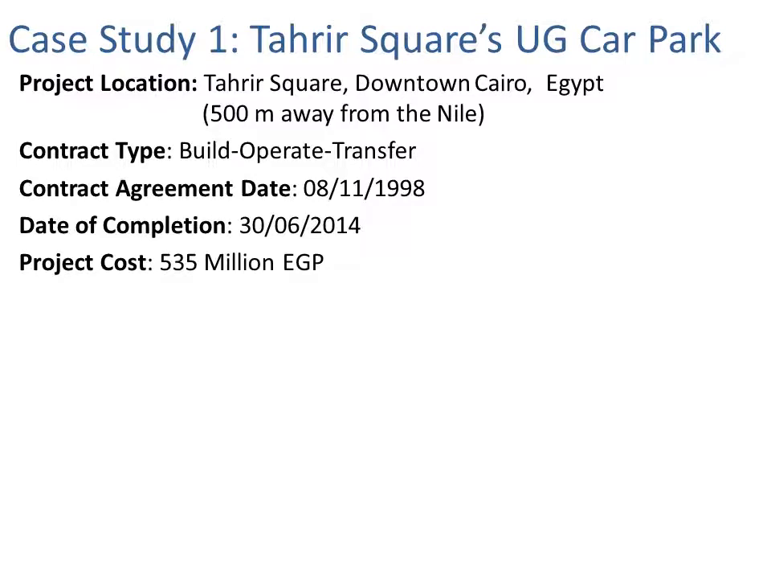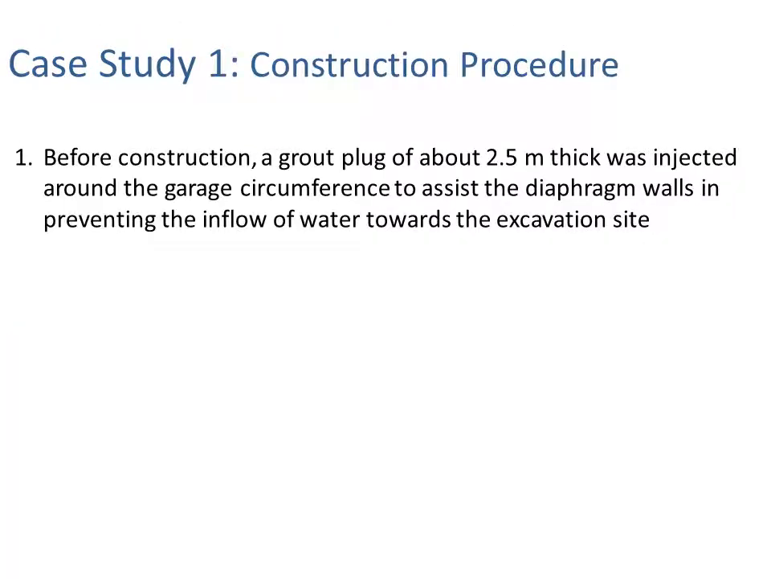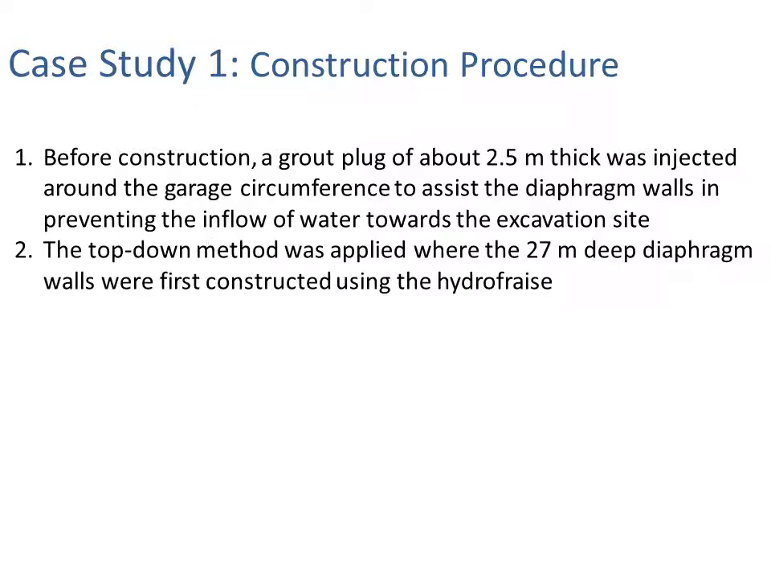So our first case study here is the Tahrir Square underground car park, which is actually two car parks, as shown here on that Google Earth map. You have two car parks with different capacities and different vehicle types. Before construction, they had to grout the area because they were working very, very near to the Nile.